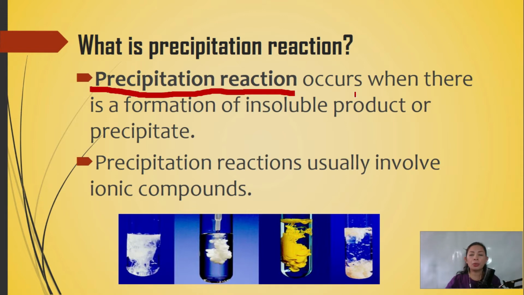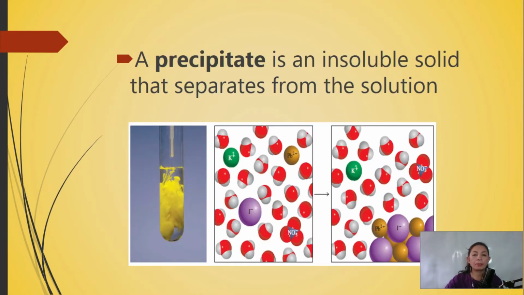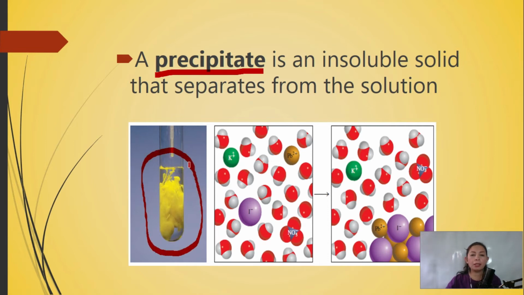Precipitation reaction occurs when there is a formation of insoluble product or precipitate. Precipitation reactions usually involve ionic compounds. What is then a precipitate? A precipitate is an insoluble solid that separates from the solution. An example is a yellow precipitate, or in our previous activity, you saw a white precipitate.